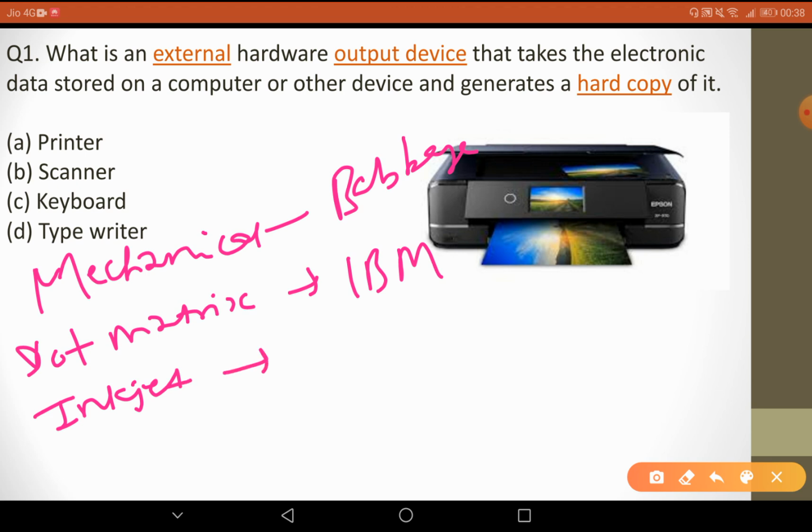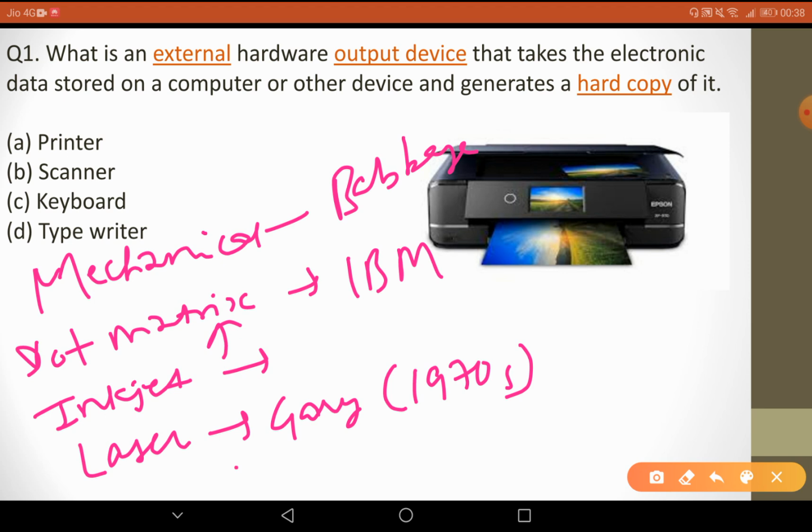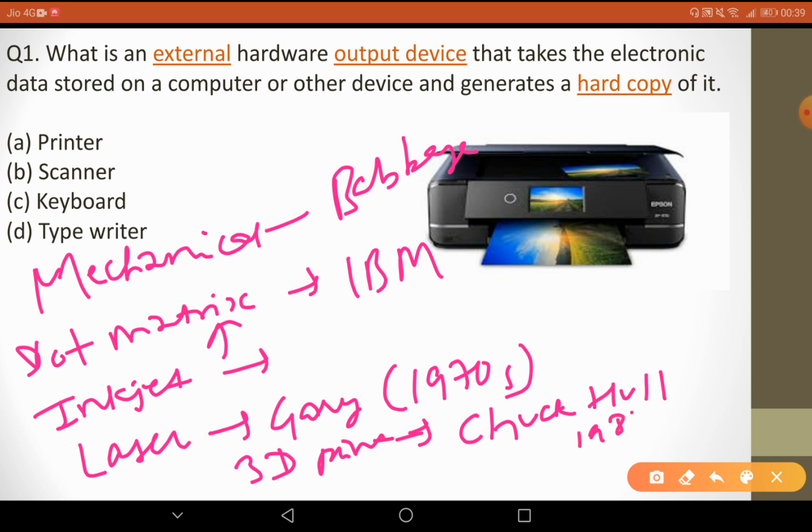Inkjet printers are similar to dot matrix printers in that the images they create are composed of dots. Then came the laser printer. This was invented by Gary in the 1970s. And finally came the 3D printer. And this is the important point. It was created by Chuck Hull in 1984. So you can see that since 1984 the 3D printer has been invented.